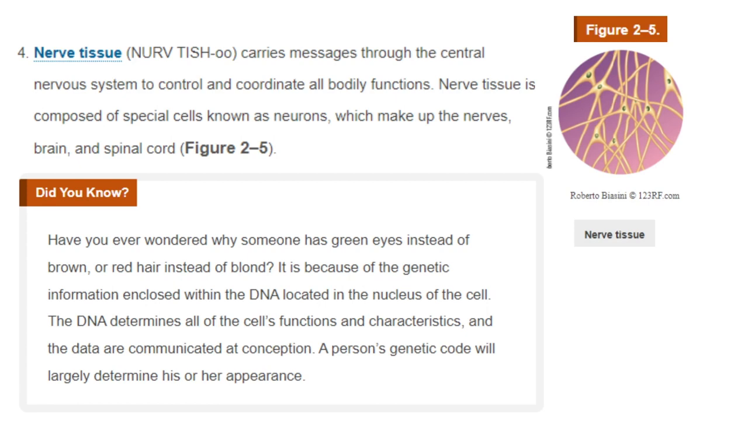Did you know? Have you ever wondered why someone has green eyes instead of brown, or red hair instead of blonde? It is because of the genetic information enclosed within the DNA located in the nucleus of the cell. The DNA determines all of the cell's functions and characteristics, and the data are communicated at conception. A person's genetic code will largely determine his or her appearance.